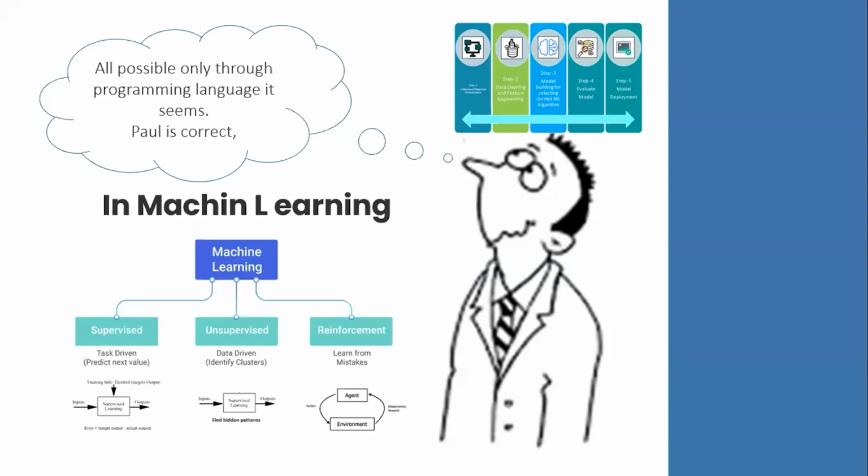So after all those things in machine learning, he comes to know that theoretically there is supervised learning, unsupervised learning, and reinforcement. So forget about reinforcement learning at this moment. Okay, so supervised learning and unsupervised learning. If you want to implement these two major things, the basic thing is that he has to come across all these five steps. He's telling, hey, all this is possible only through a programming language. It seems Paul is correct. He came to that conclusion. So his situation is really bad. He doesn't know what to do.